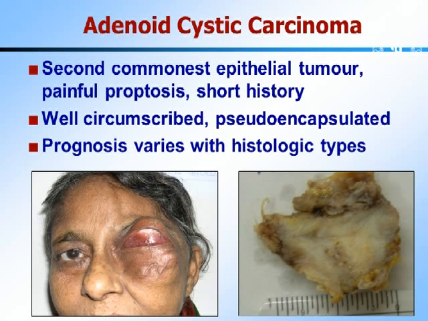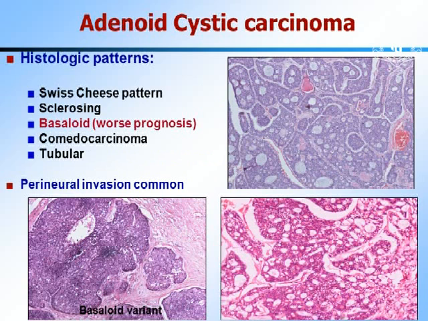Now coming to the next common, the adenoid cystic carcinoma. As you can make out, when we are grossing these tumors, as compared to the pleomorphic adenomas, they are not so well circumscribed and they are more solid appearing. And microscopically, there are 5 histological types. And why do we need to histologically type the adenoid cystic carcinomas? Because the prognosis depends on them.